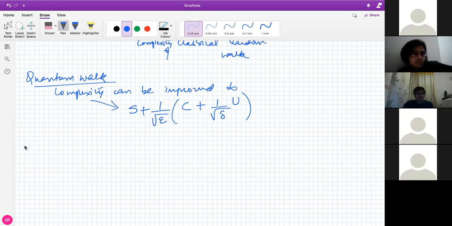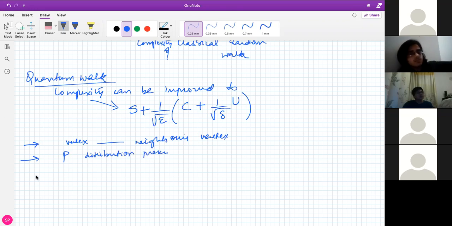Now, some things that we're going to do differently from the classical walk. Remember, in the classical walk algorithm, we were always concerned with some vertex, and the walk took us to a neighboring vertex. And we also had the operation P, which was distribution preserving. I will add if I figure out anything else we do differently.